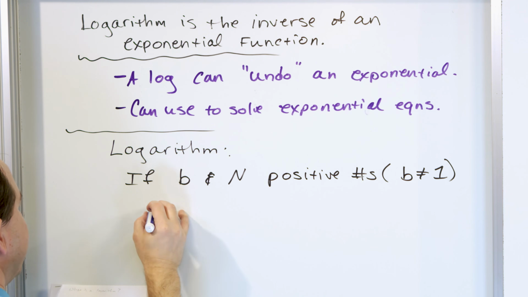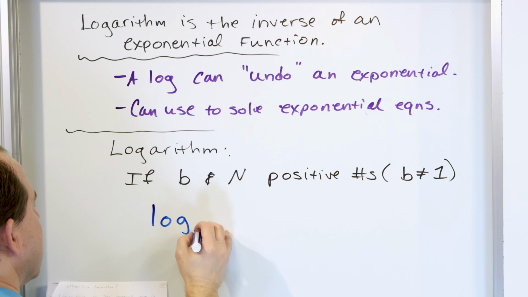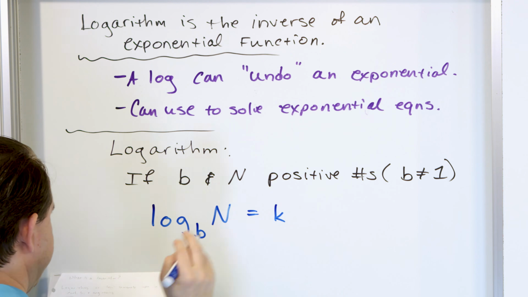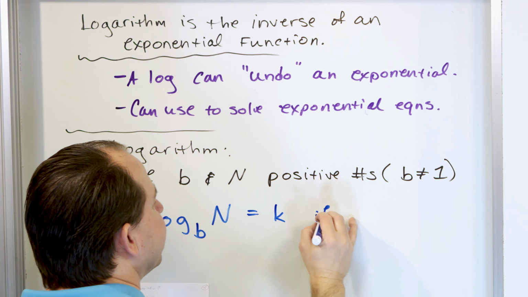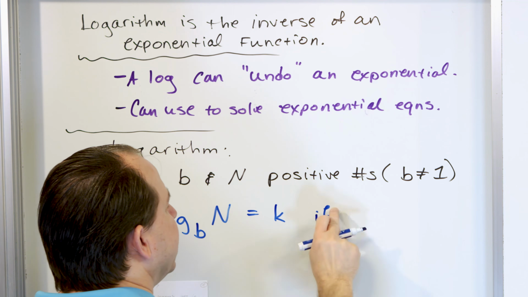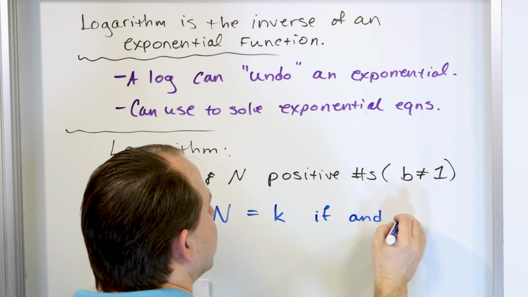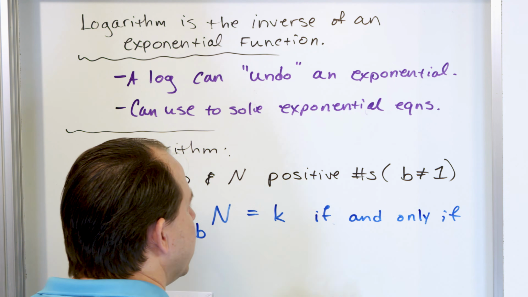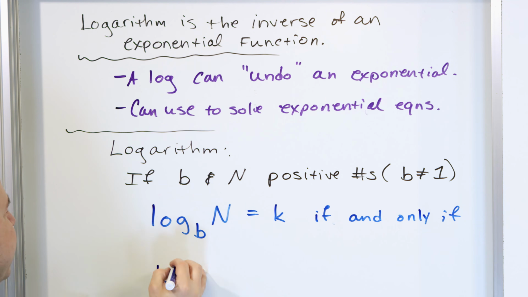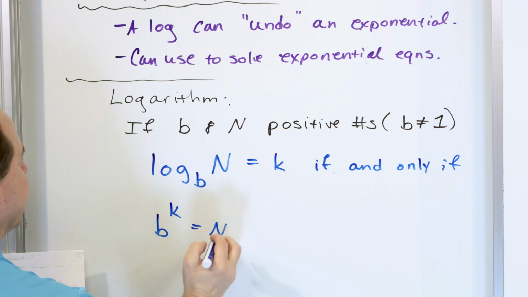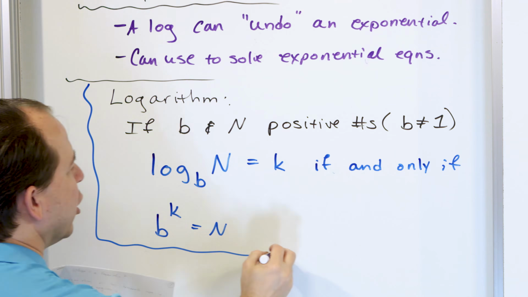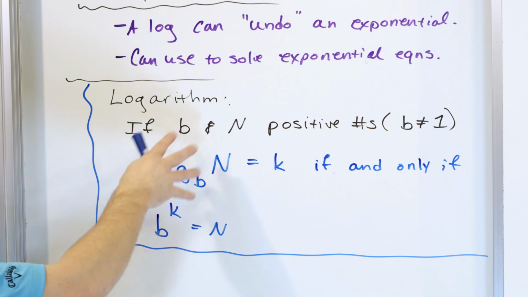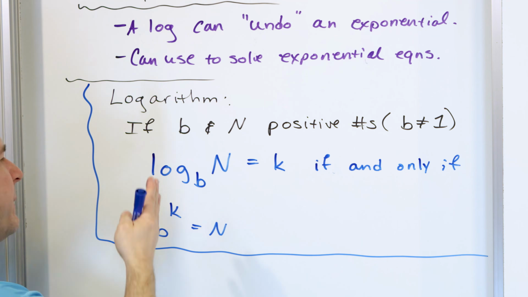Then we say that the logarithm using the base b of the number n is equal to k, right? And this is if and only if b to the power of k is equal to n. So here is the definition of the logarithm. I'm going to leave it on the board because we'll reference it a lot. I know it doesn't make a lot of sense when you see all this jibber jabber everywhere, but I'm going to make it very clear.